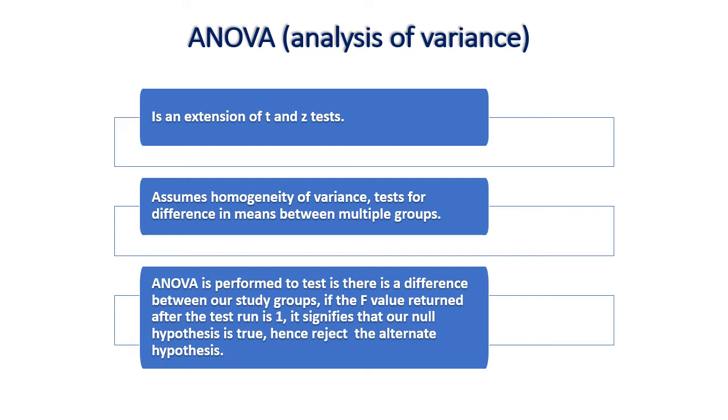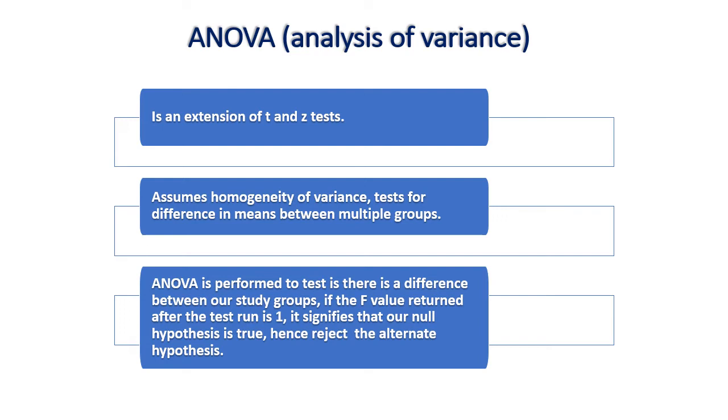So at the very basic level, ANOVA is a special extension of the t-test, and the name says that it is analysis of variance. Don't be misled. It assumes homogeneity of variance, and it tests for difference in means between multiple groups. ANOVA is performed to test if there is a difference between study groups.